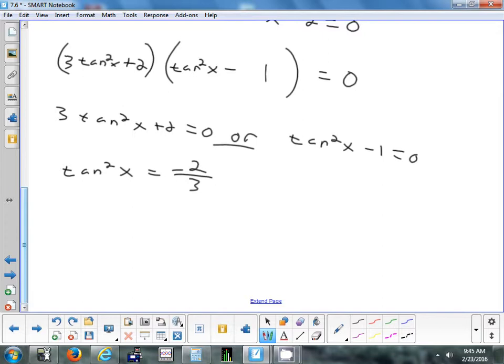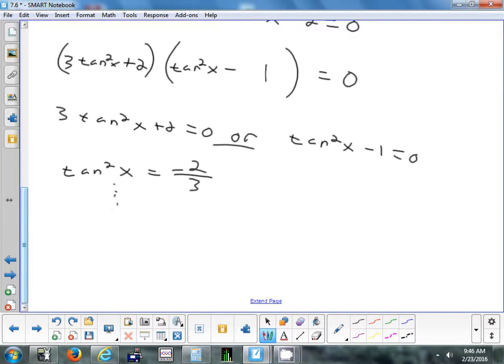Now the next step would be to get rid of this square. You would take a square root. It's the only way to get rid of an exponent of 2. But can you take the square root of a negative number? No. If this negative wasn't here, we'd be fine. But because it's there, there's no solution.